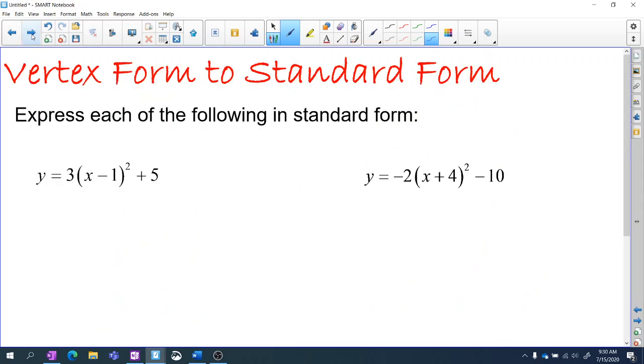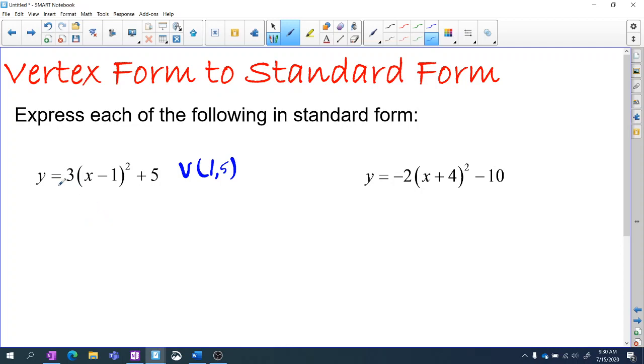Alright, so let's start with if it's in vertex form and we wanted to put it in standard form. So something like this, that's in vertex form. I can tell from this that it has a vertex of 1 and 5. It opens up because it's positive. It's got a stretch factor of 3, which would make it a little narrower than y equals x squared. So that's all information we did in our first video when we did our properties of quadratic functions.